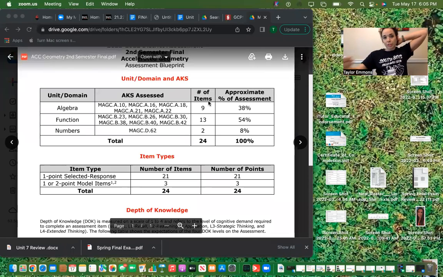So this is what you're looking at right here, which is like our blueprint. And I'm going to go ahead and apologize. Any sound in the background is my two dogs. They're running around.